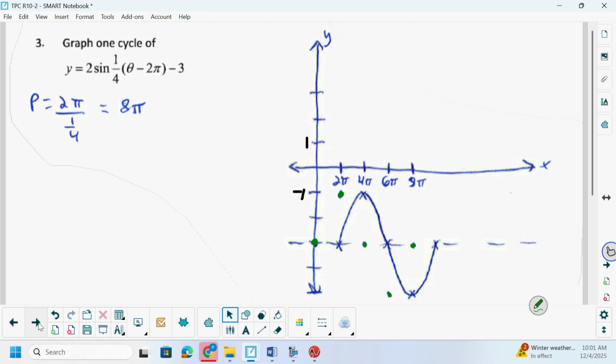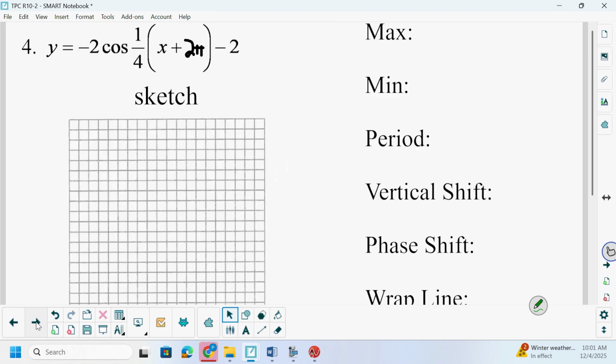Today we're going to do 2 more graphing examples, and then we will go the reverse. We'll be given the graph and have to write the equation, and then we'll look at one word problem that involves trig graphs.